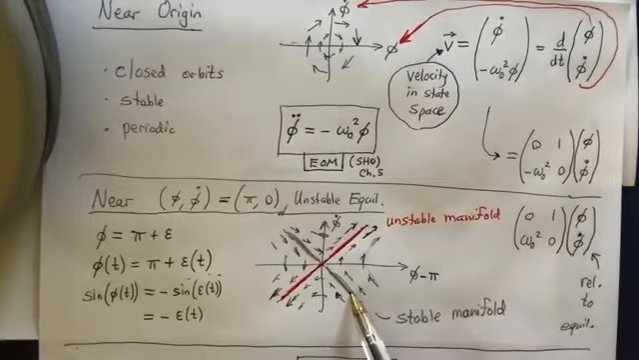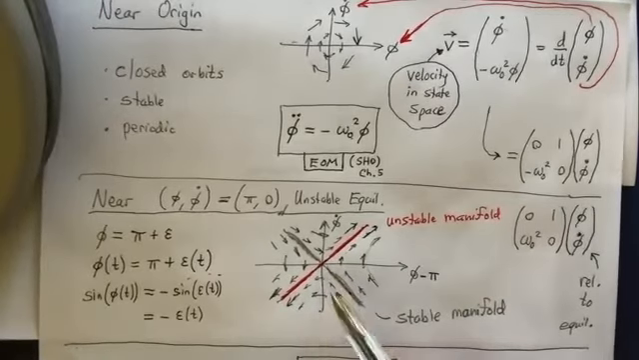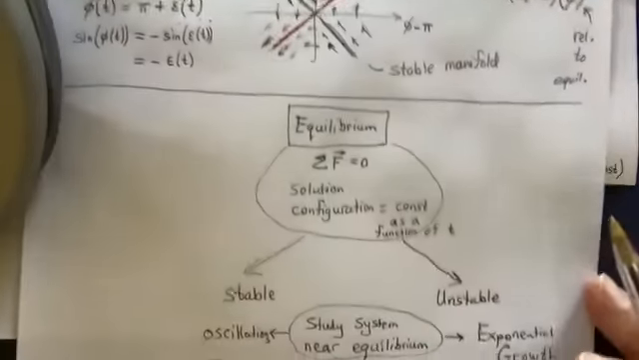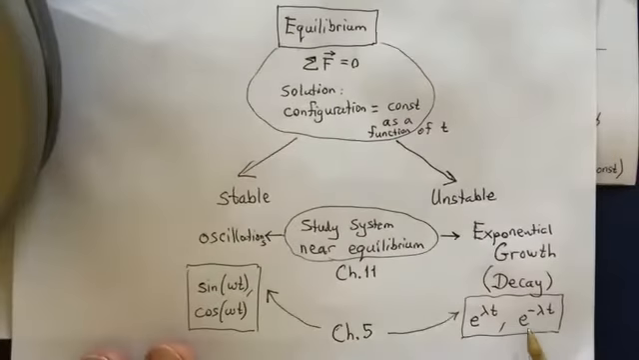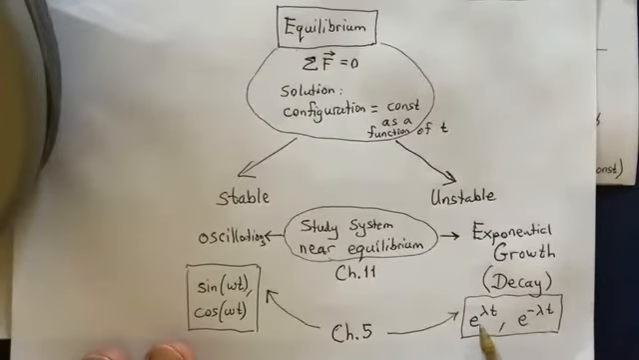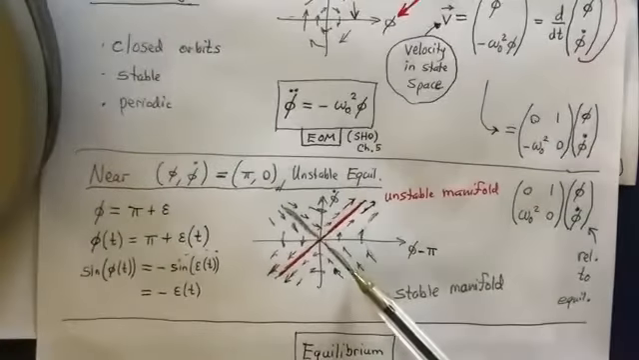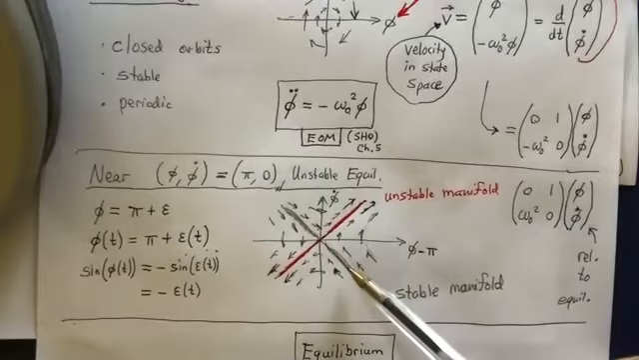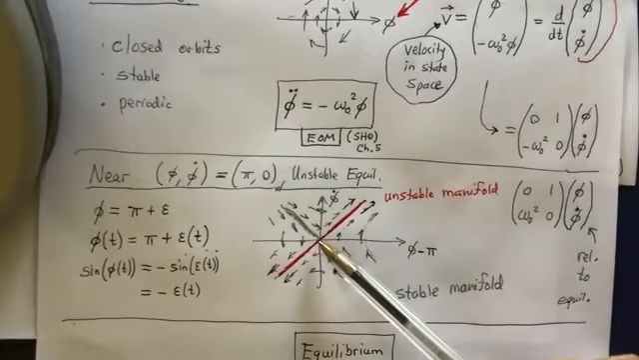What does it do? It asymptotically approaches it. It asymptotically approaches it in this sense here. Remember the two fundamental solutions from chapter 5, the exponential growth and the exponential decay, all right? So in this picture, if you prepare the pendulum with exactly enough energy to get to the equilibrium where it's motionless and vertical, what does it do?